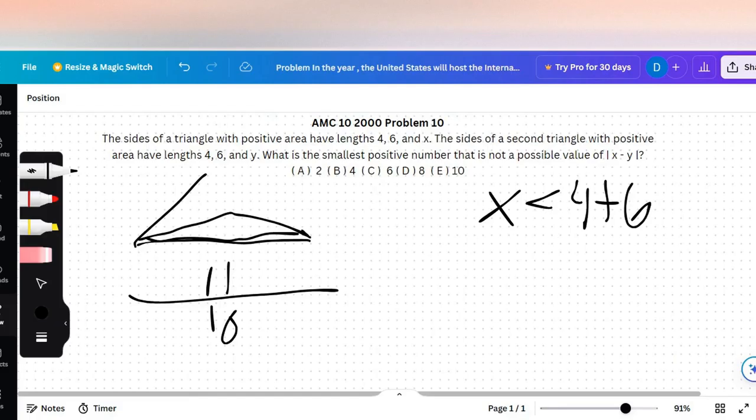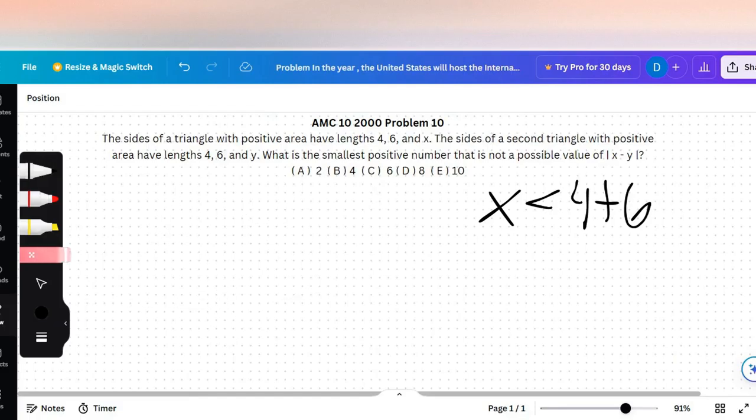So we already know that. A side of the triangle can't be more than the other two sides. And then we also have another restriction where x can't be smaller than the difference of the other two sides, which is 2.